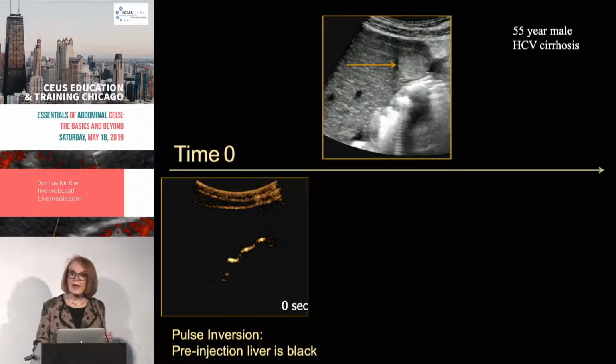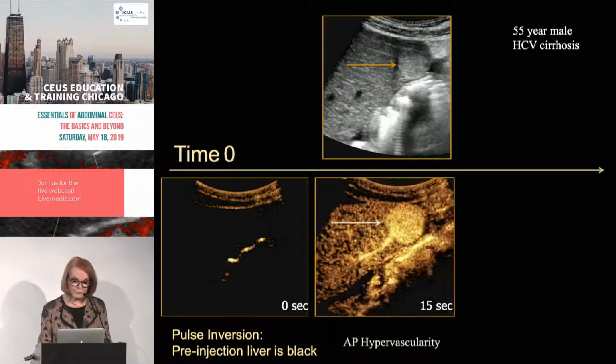So again, the mass is completely suppressed and the liver is suppressed. Now, you can see here that only 15 seconds, so we start the timer right when we say starting the flush. That's when the contrast is arriving. So you can see that that picture that's completely black has gone from completely black to showing again a mass that has arterial phase hyperenhancement relative to the liver parenchyma.